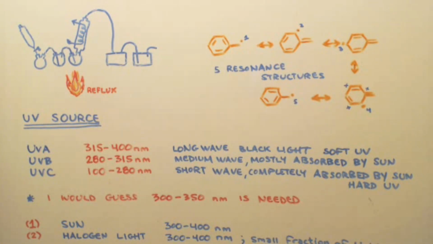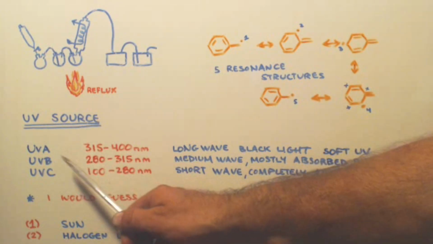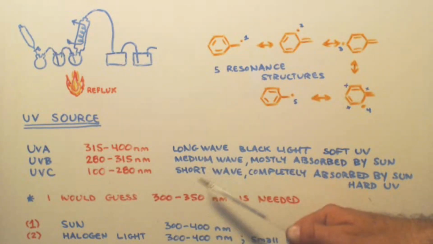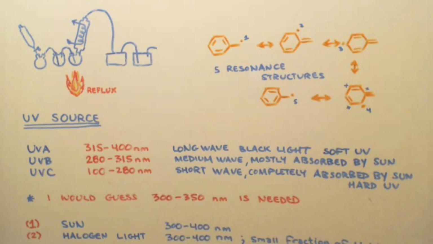Anyways, let's get into UV sources. All right. Now let's go over UVA, UVB, and UVC first. Those are the three types of UV waves. And here's the nanometers they are: long wave, medium wave, short wave. Right? This is the shortest one. Long waves are like black lights, soft UV. Most of that, if not all of it, makes it through the ozone layer to us.